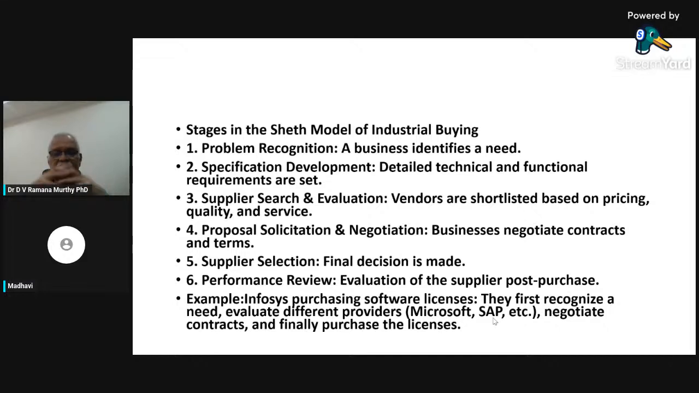Fourth one, suppose you are ready to pick a vendor. XYZ is good, ABC are not okay. So supplier search is over, evaluation is done, and you are trying to accept ABC supplier. Fine. Then next, you now enter into contract with the supplier. How? Fourth step: proposal, solicitation, and negotiation.